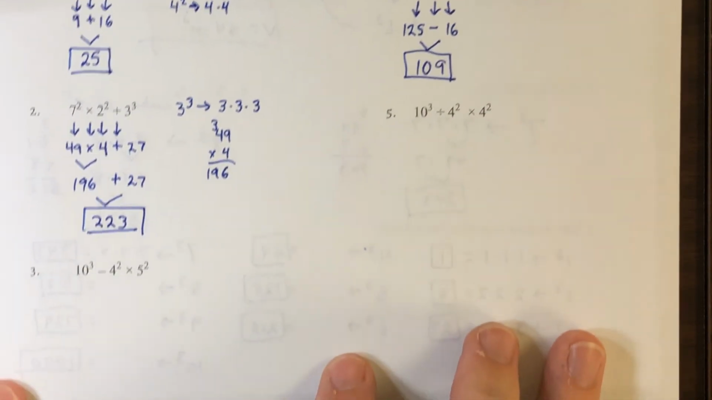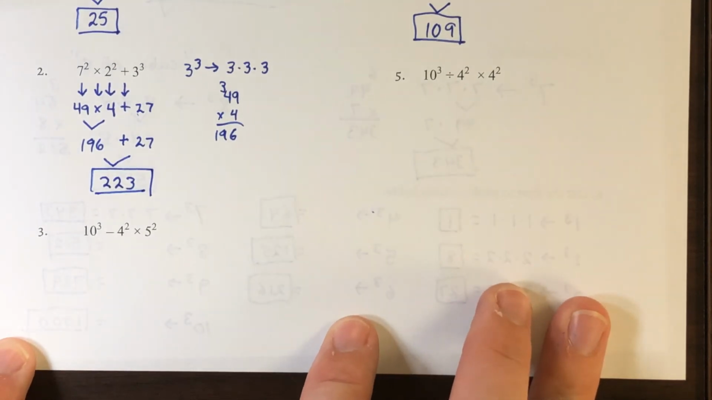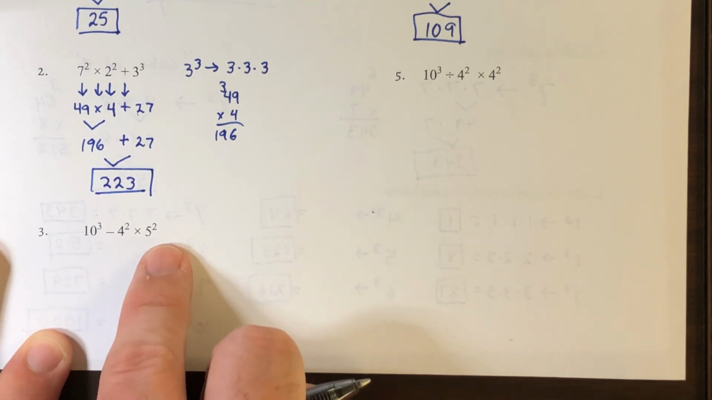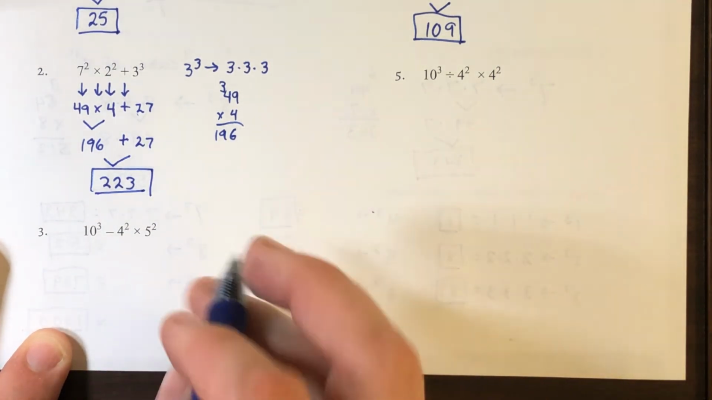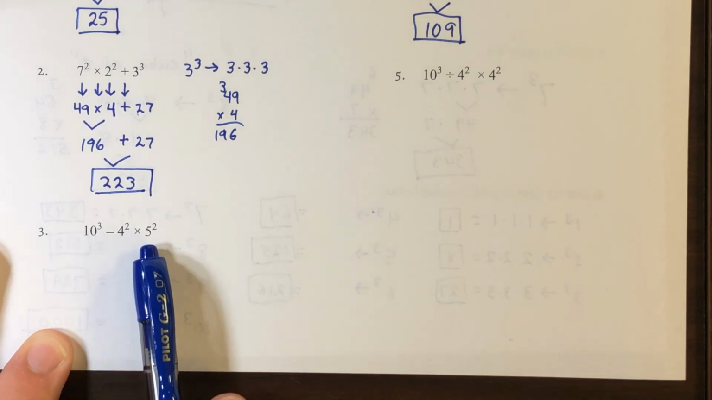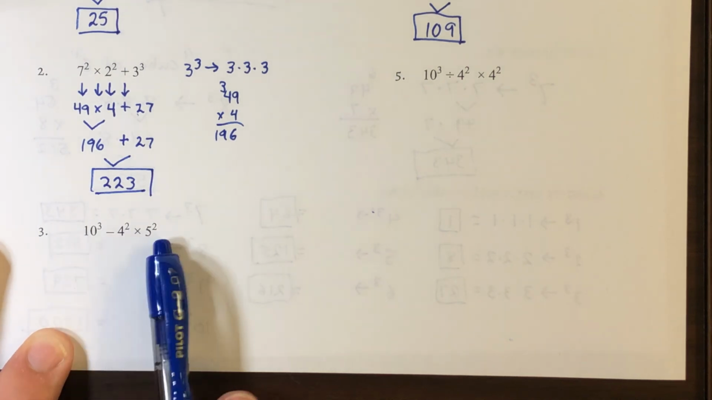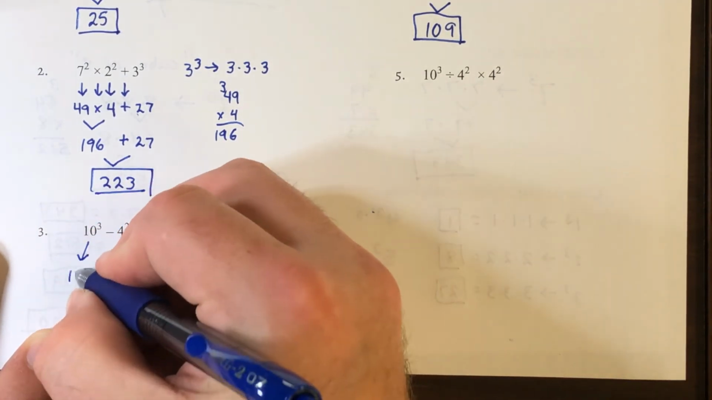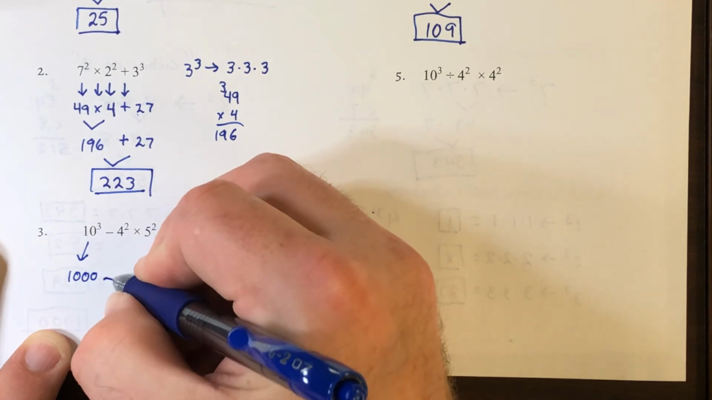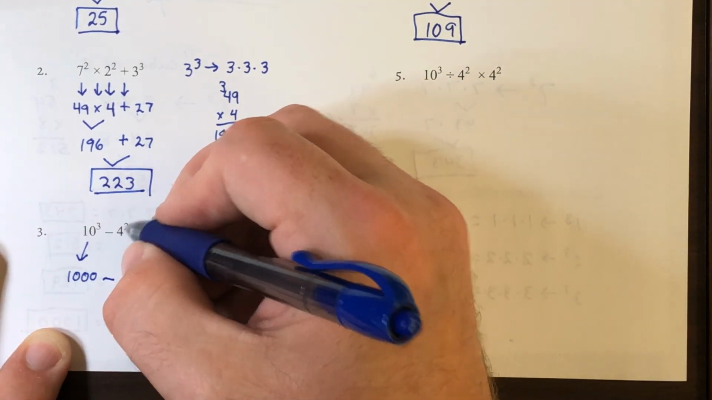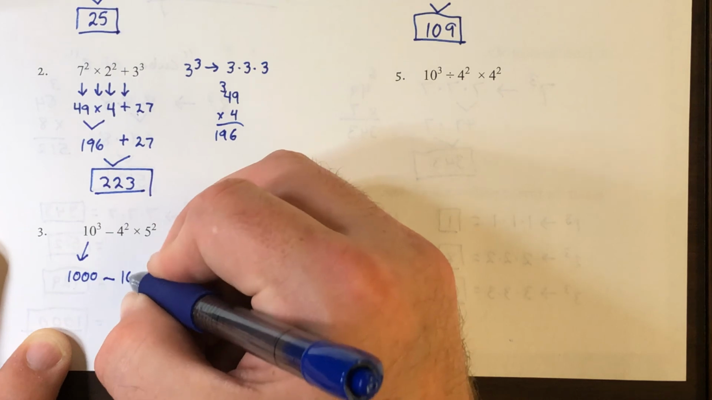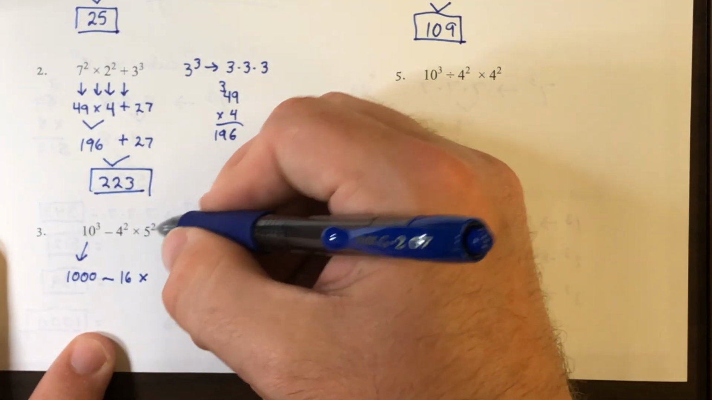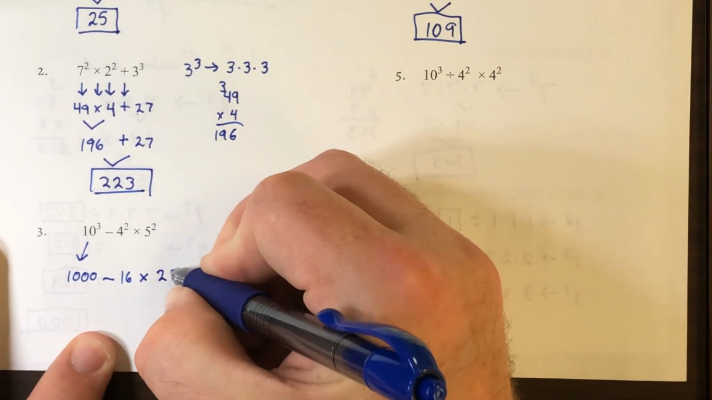All right. Let's move on down to example 3. We have 10 cubed minus 4 squared times 5 squared. First step, are there parentheses? Nope. Second step, exponents? Yep, 3 of them. 10 to the power of 3, 10 times 10 times 10, 1,000. Bring down our minus sign. 4 squared, or 4 times 4. 4 times 4 is 16. Bring down our multiplication symbol. Last, 5 squared. 5 times 5. It's going to be 25.